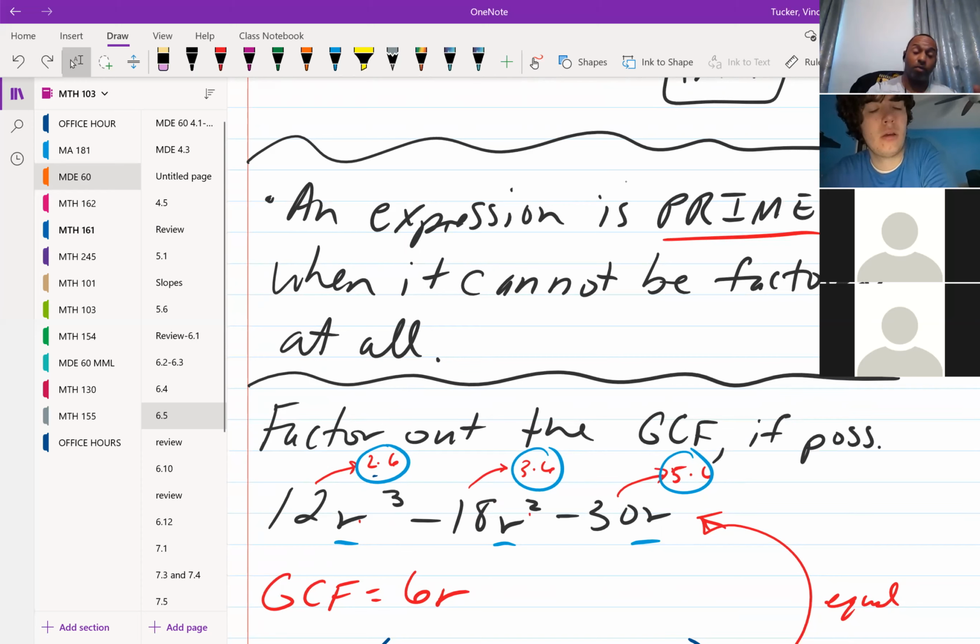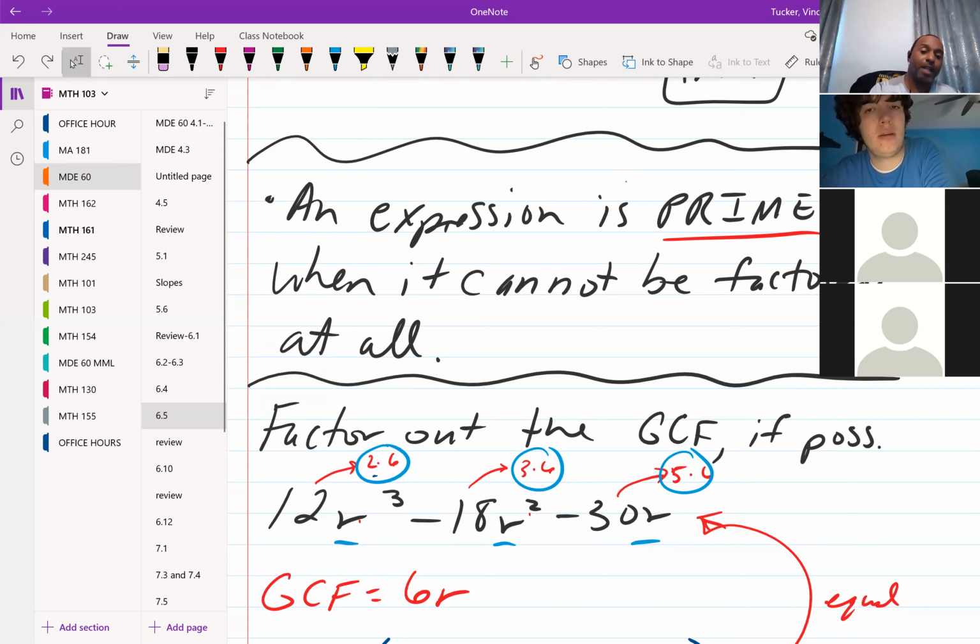So I'm trying, like I said, to condition us to not have to break it down every single time. I notice that I have a 6 in each one of those terms. So my GCF would be 6. And then of course you do evaluate what you have left to see if anything else is in common, but you just have a 2, 3, and 5.